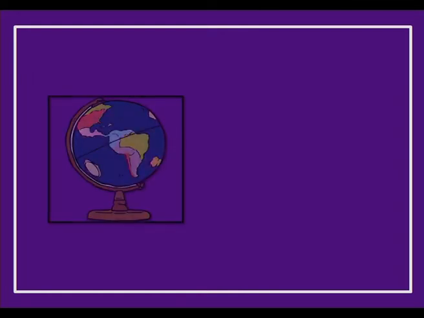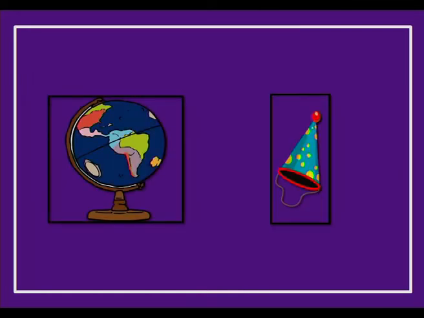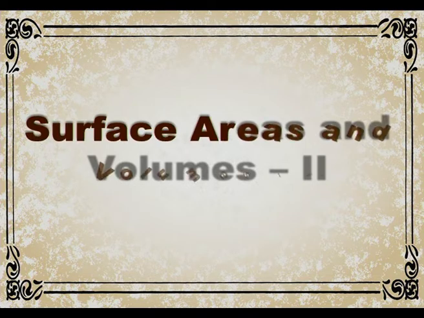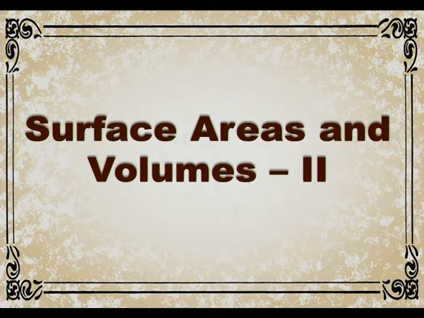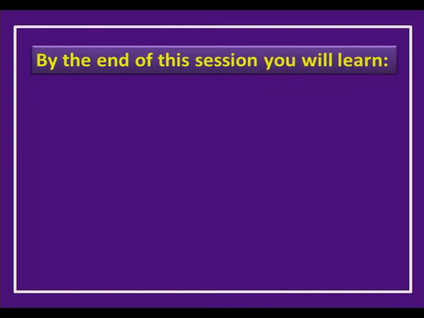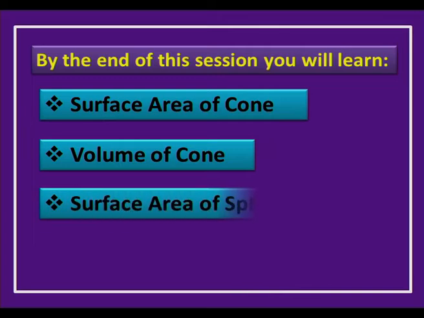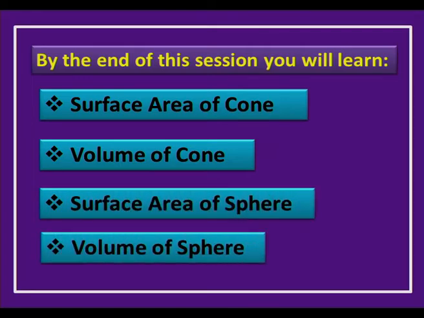Children, can you just identify the figures shown on your screen? Yes, you are right. A globe and a birthday cap. But what is the shape of these figures children? The first one is a sphere and the second one is a cone. So today children, in our session we are going to learn about surface areas and volumes part 2. In this we are going to learn about the volumes of sphere as well as the cone. By the end of this session you will learn surface area of a cone, volume of a cone, surface area of sphere and also volume of a sphere.